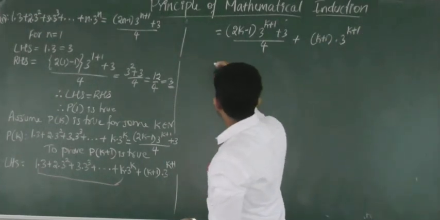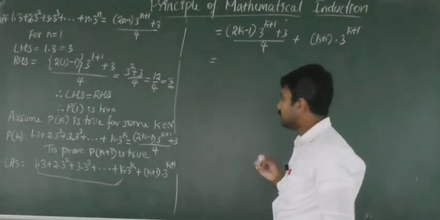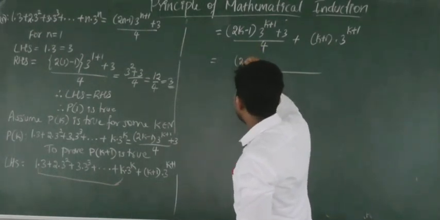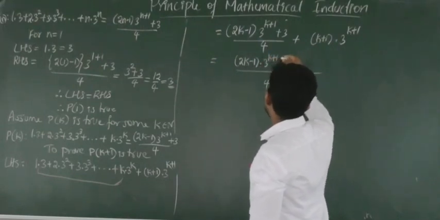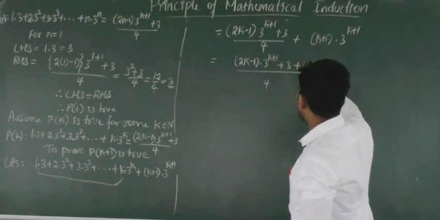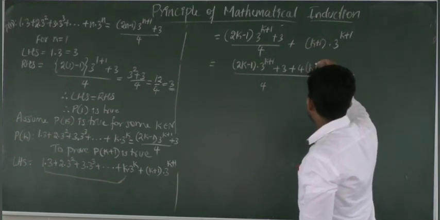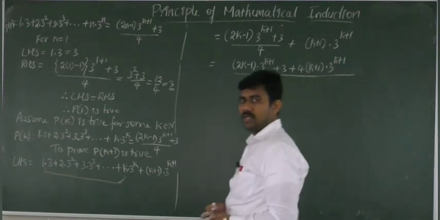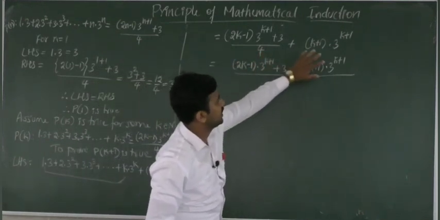Okay, now simplify this. See here, again we have to do the LCM before solving. So 4 is the LCM, so what we'll get here: as it is, we write (2k minus 1) into 3 to the power (k plus 1) plus 3, plus here we have to do the cross multiplication to make the common denominator. So 4 into (k plus 1), as it is, (k plus 1) into 3 to the power (k plus 1). Okay, like this. Now, just observe here, you have three terms: 1, 2 and 3.